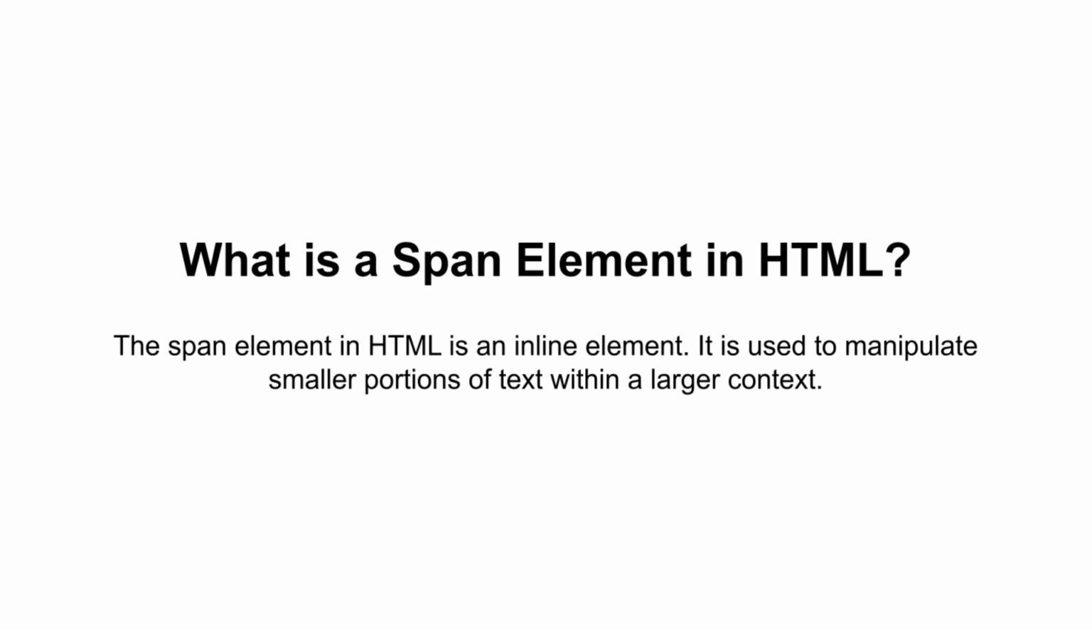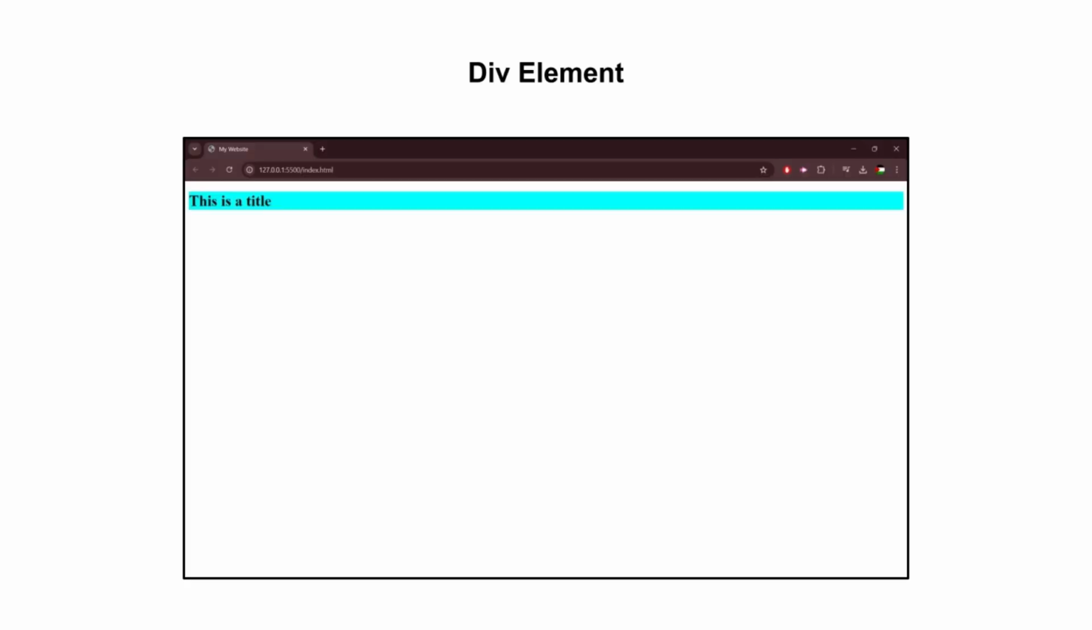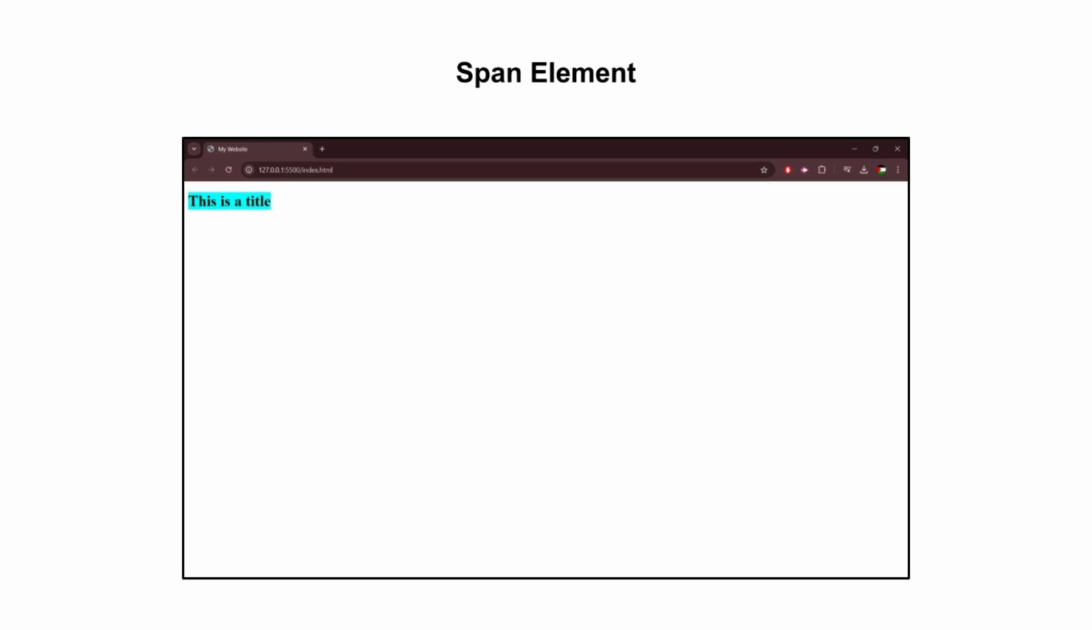But before we dive in, we need to know what a block level and an inline element is. A block level element takes up as much space as possible. They start at the leftmost side of our website and end at the rightmost side. An inline level element takes up as much space as it needs. It is used to modify a small piece of text in a larger text.